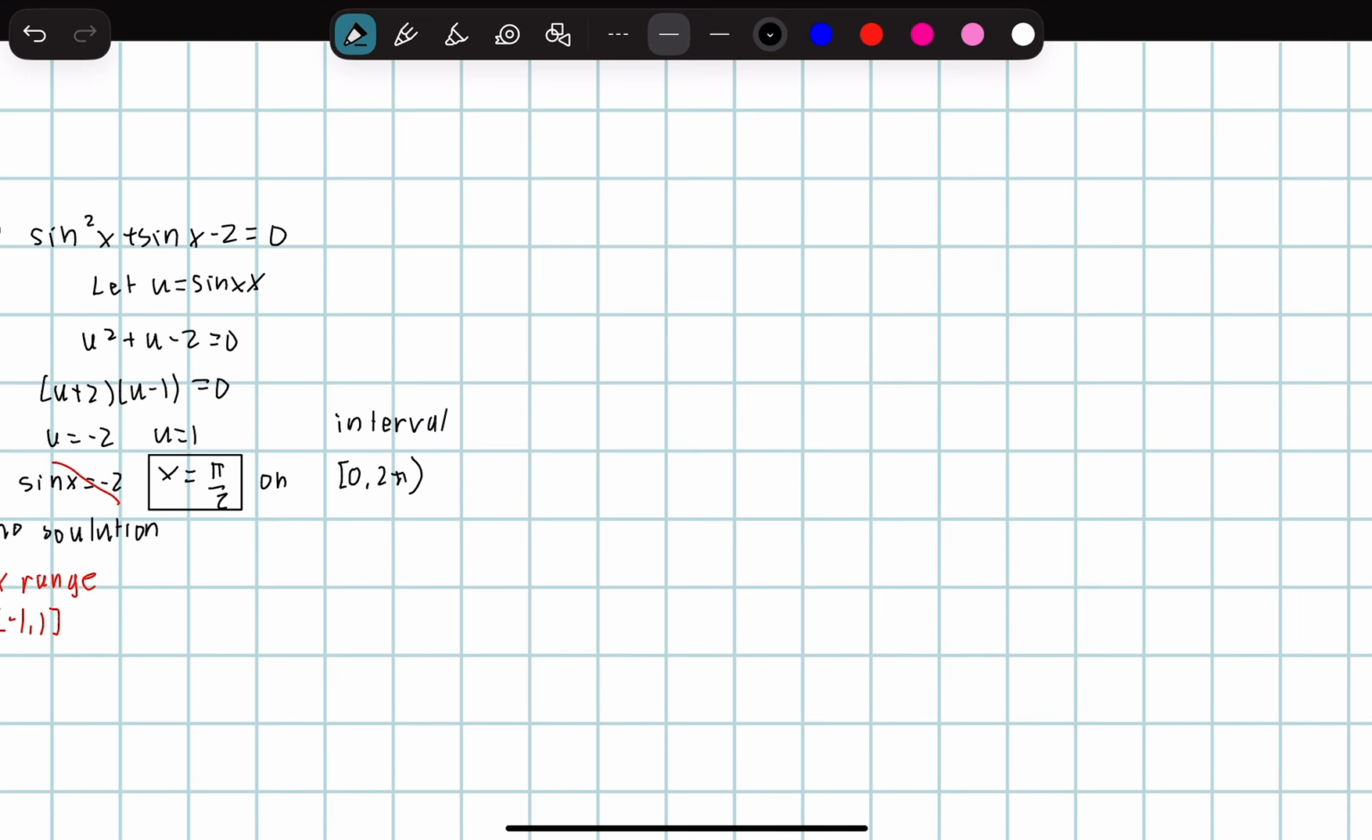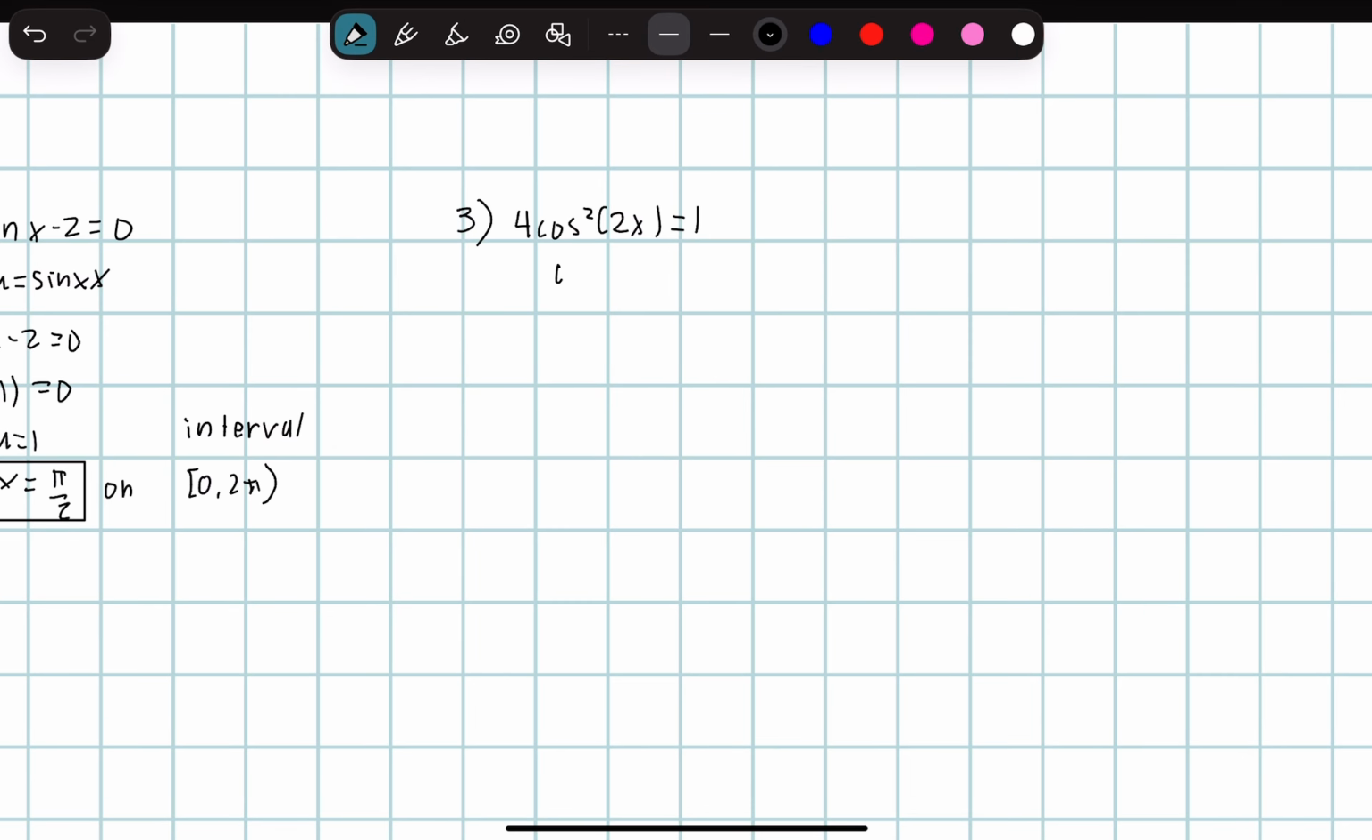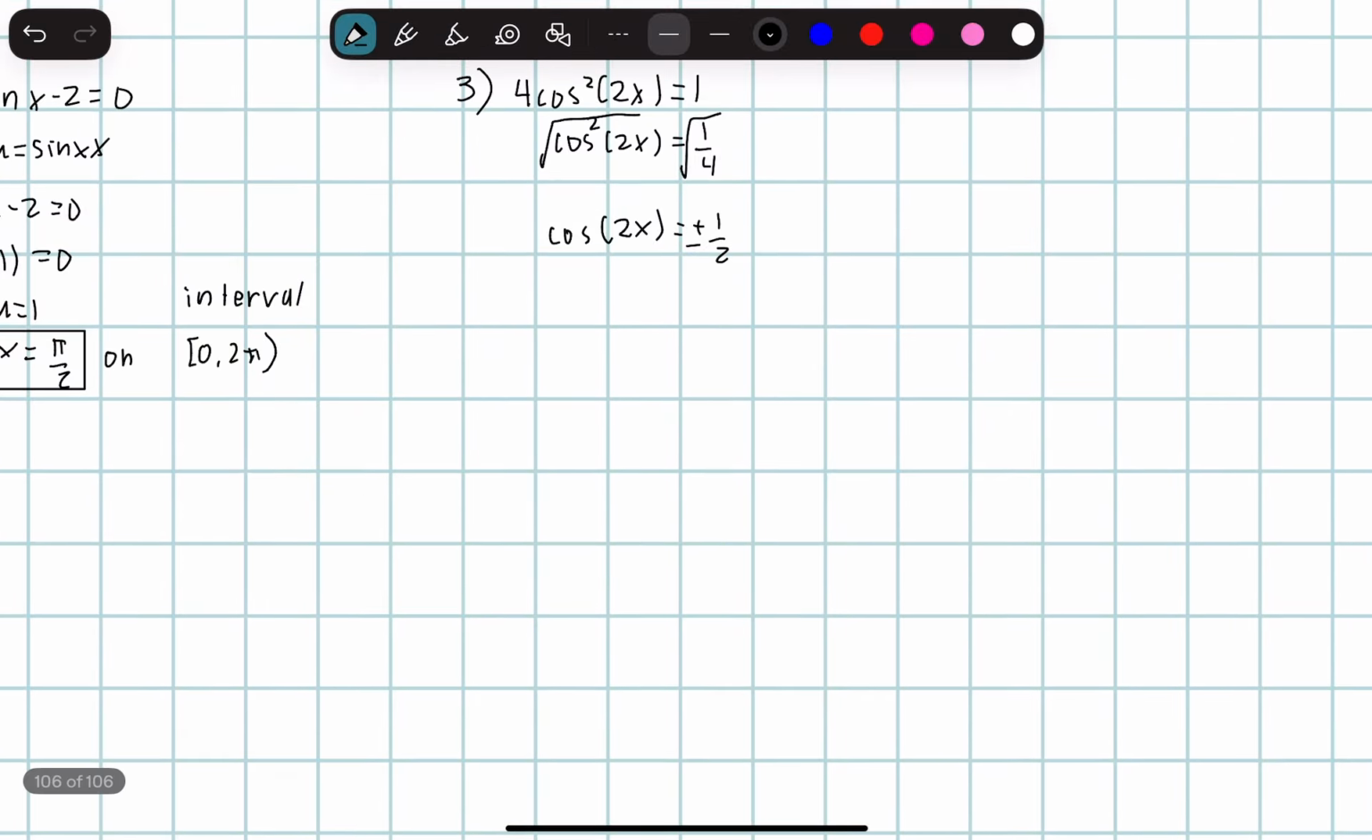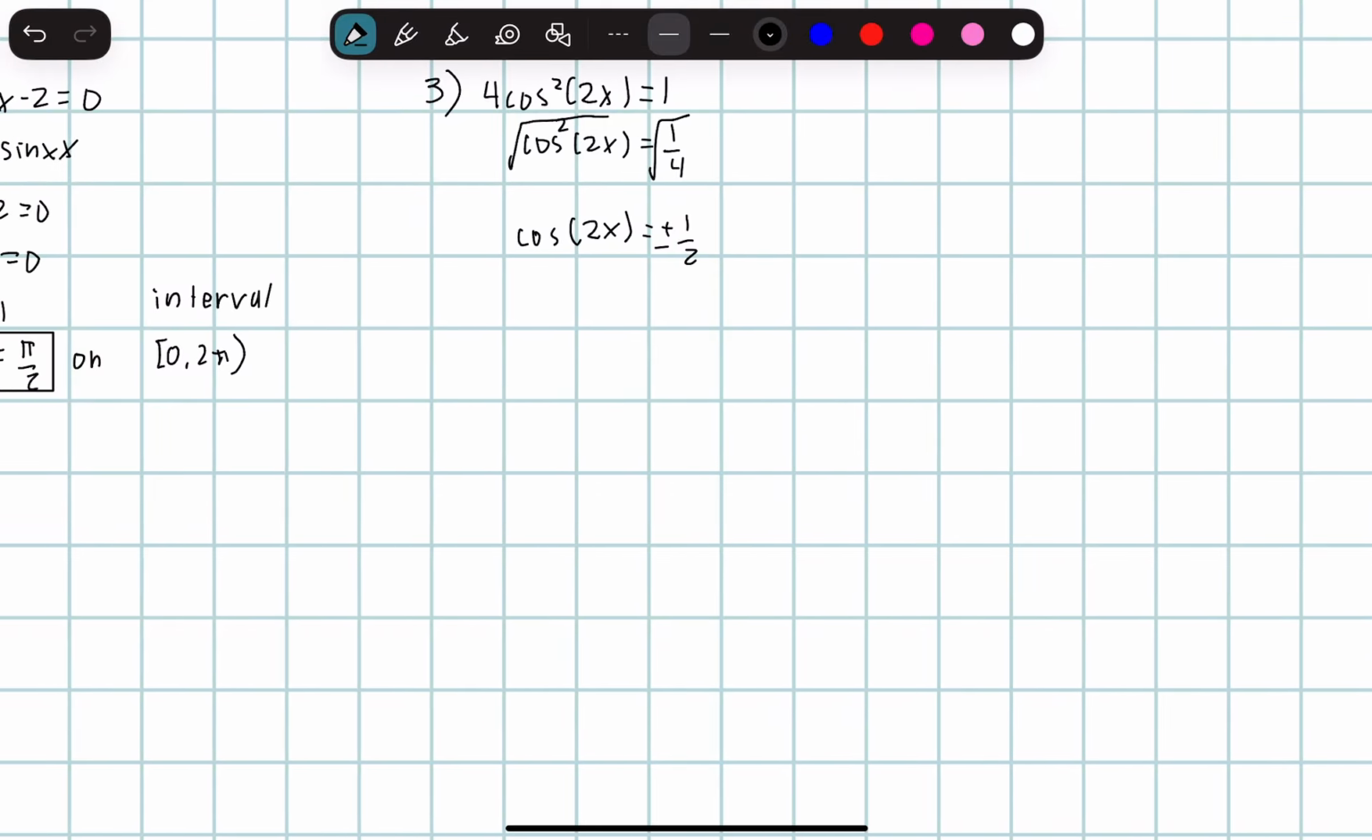Now let's move on to our next question. Let's say we have 4 cosine squared of 2x is equal to 1. That's going to be cosine squared of 2x equals 1 over 4. Now you're going to take the root of that. Cosine of 2x is equal to plus or minus 1/2. Now after this, we're gonna solve for 2x in the interval of 0 to 2 pi.